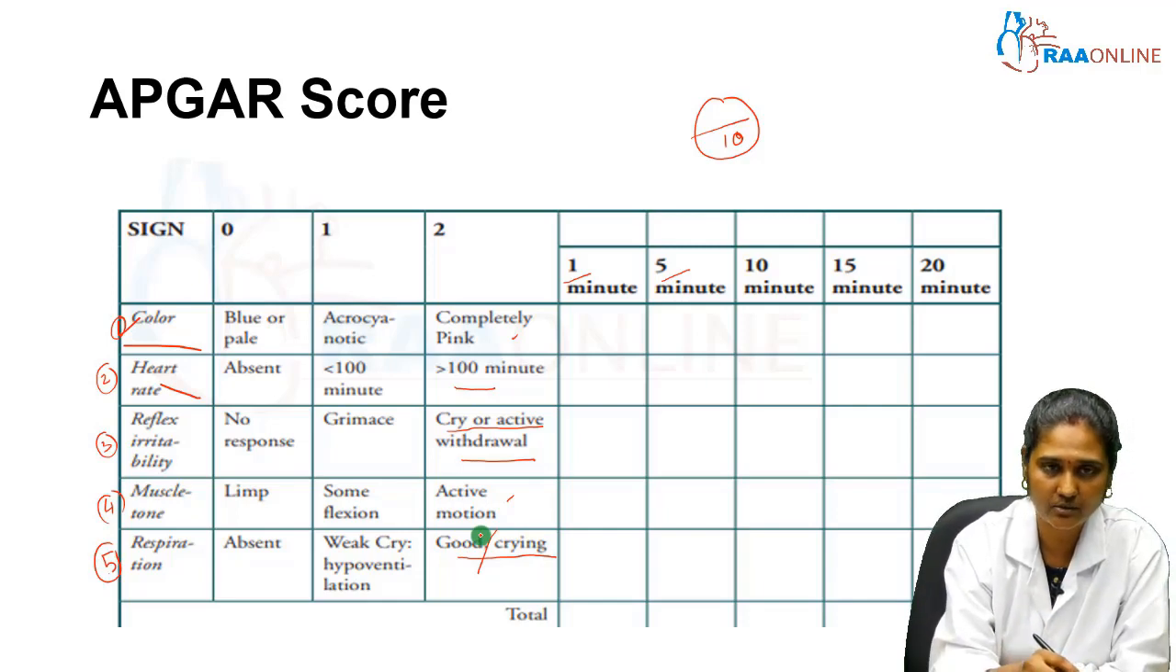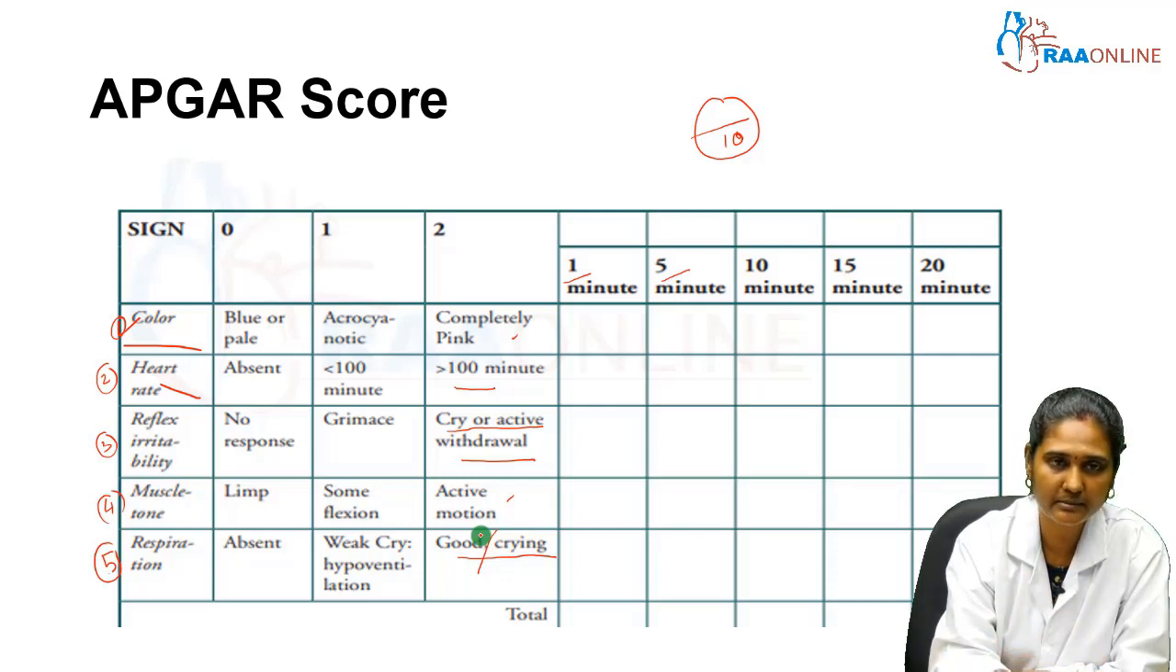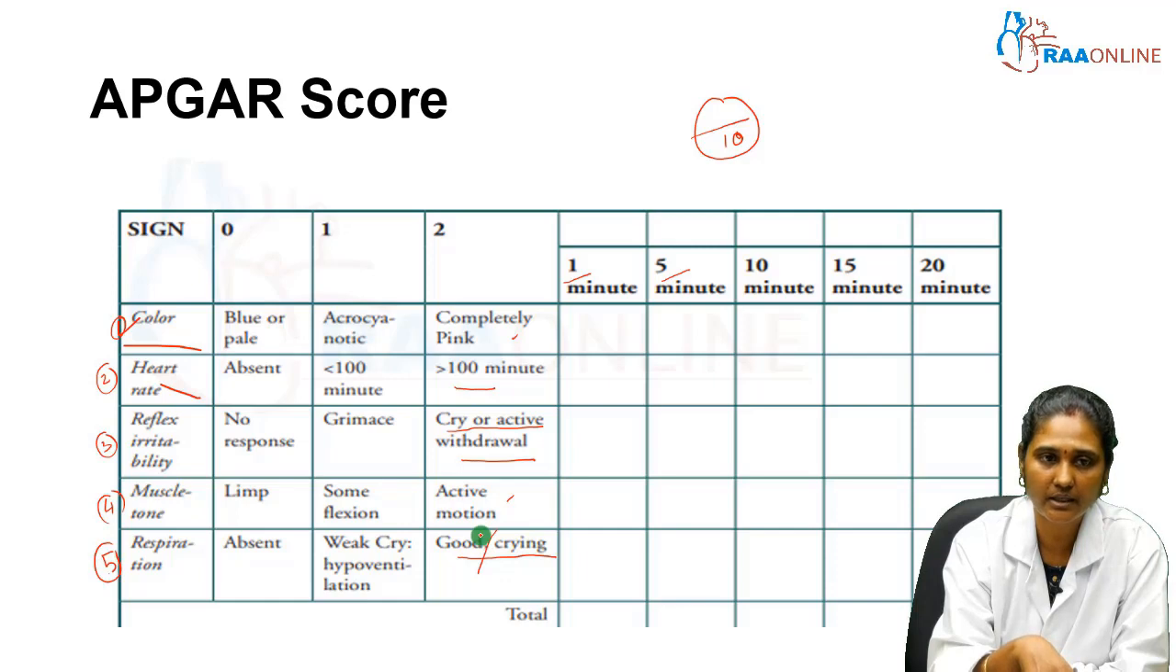If the color is completely pink with a heart rate of more than 100 per minute, the child's cry is normal and active, withdrawal is active with motion of all the 4 limbs, and there is good crying respiration, then you put score 2 for all the parameters. If the baby is acrocyanotic, that is centrally pink but peripheries are blue, with a heart rate of less than 100 per minute, showing only a grimace, slight flexion, a weak cry with hypoventilation, then you score it as 1. And if the child is completely blue or pale, with absent heart rate, no reflex response, limp muscle tone and absent respirations, then you score it as 0.